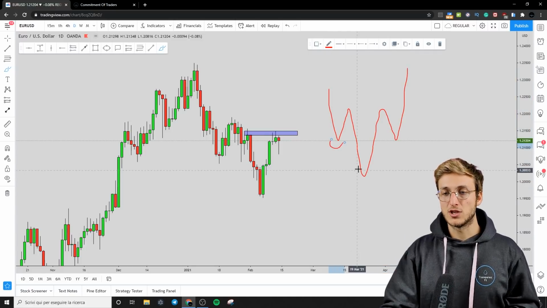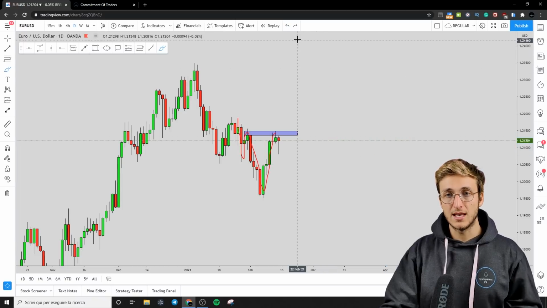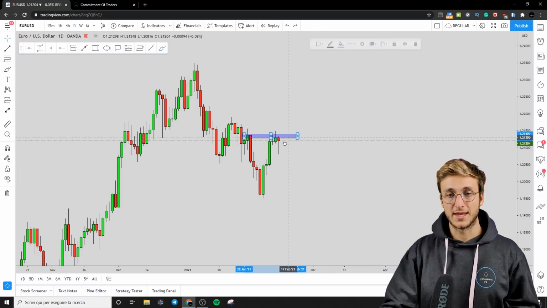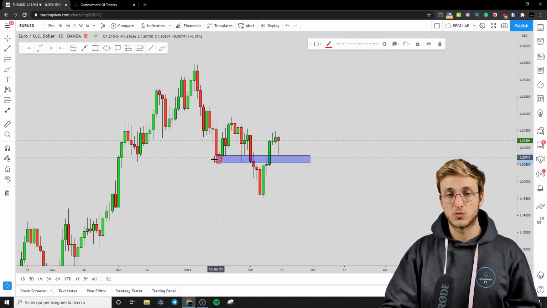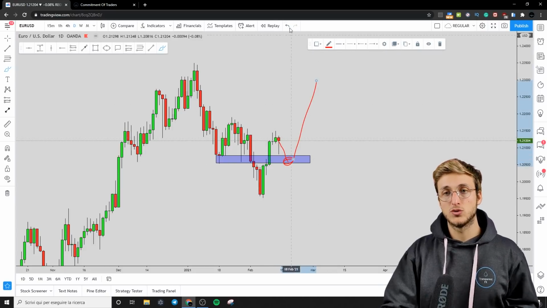Basically, the creation of this inverted head and shoulders, which means that here on the daily, what we can expect at this point from a technical perspective is a retracement to the support that we have all across this area. In fact, this zone was acting as very strong support here, again support here, and it should be acting again as support here. And we can expect a retracement to this area before the continuation to the upside.